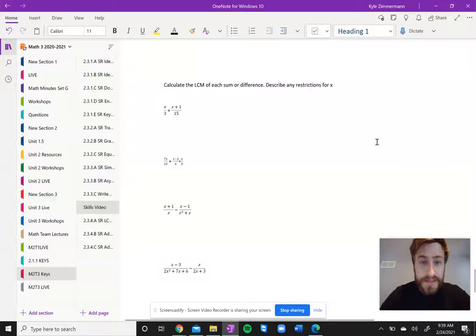Hi team, it's Mr. Z, and today we're going to calculate the least common multiple, aka the common denominator of these, while also describing our restrictions. Let's take a closer look, shall we?